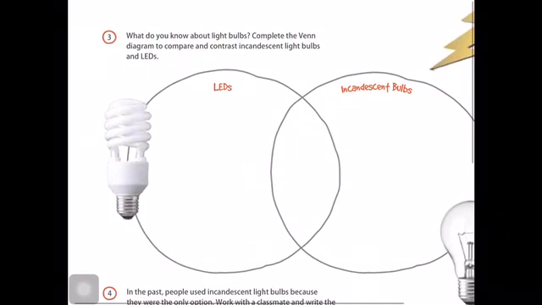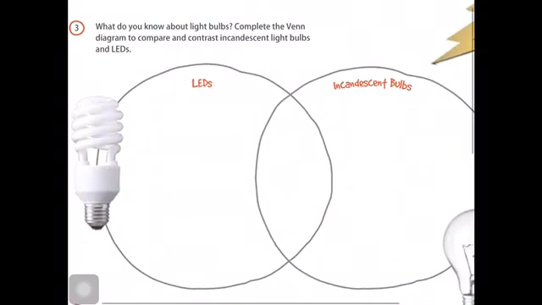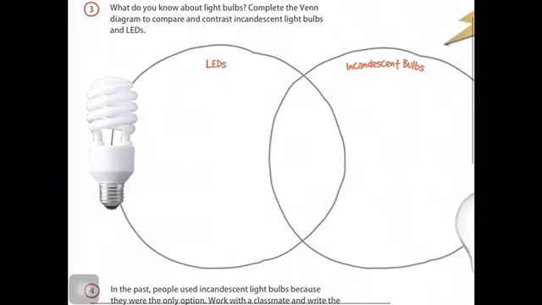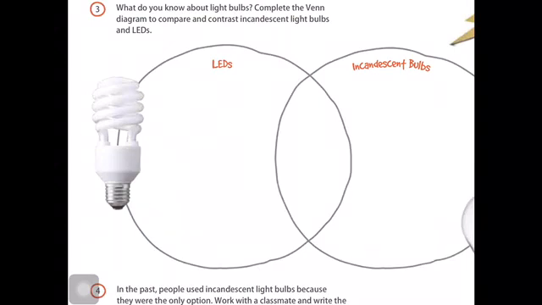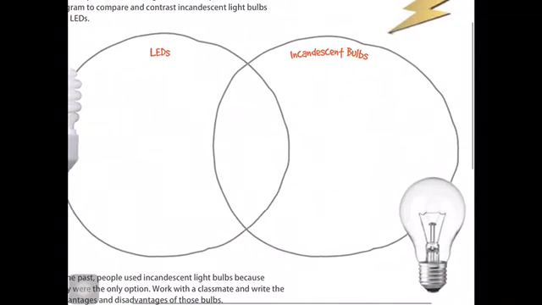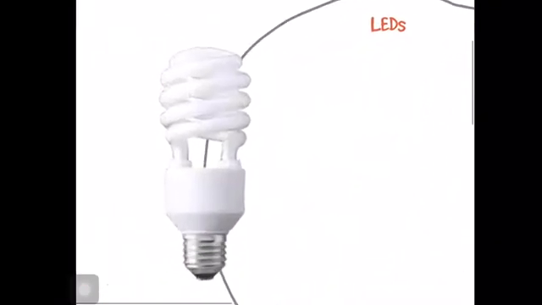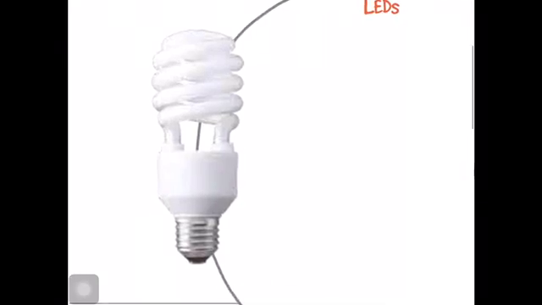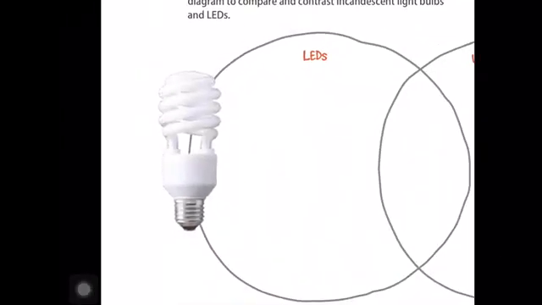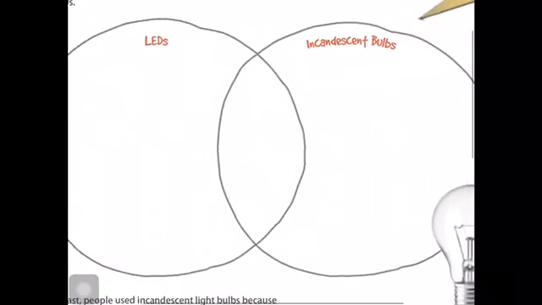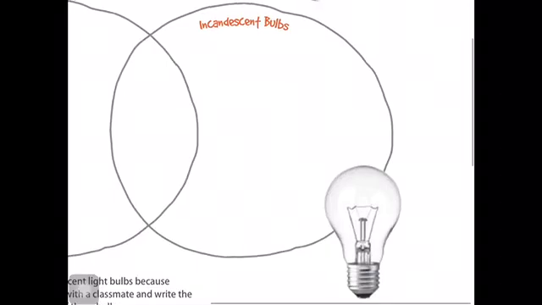Tungsten is a metal. Complete the Venn diagram to compare and contrast incandescent light bulbs and LEDs. The left circle is for LEDs, light emitting diodes, and the one on the right is for incandescent bulbs. Okay, look, this is the difference. This is an LED. This doesn't have any filaments. Okay, but this is an incandescent bulb.